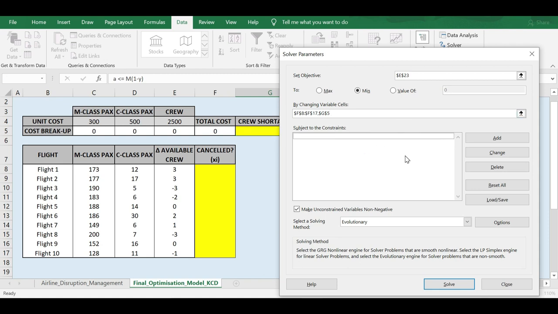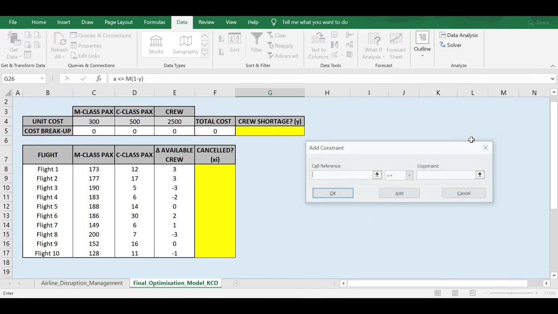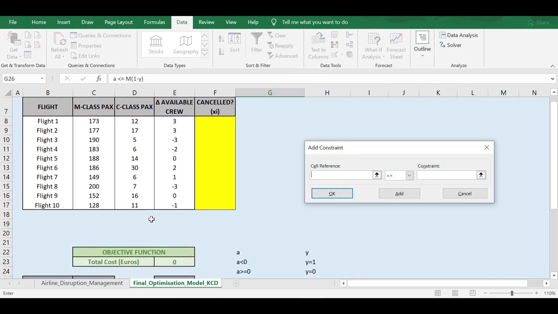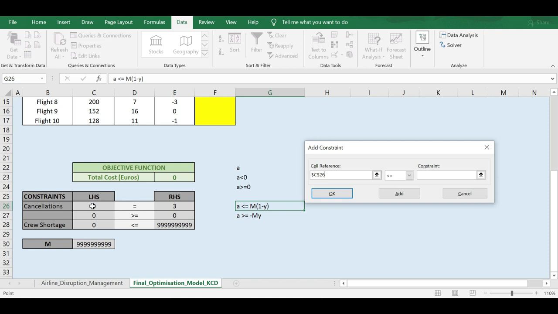And now it's time to add constraints. So first constraint I will add is the cancellations. Now I have put the formula in here anyway, so I'm just directly going to reference it and say it is equal to the right hand side. I add that, and then the next constraint, referencing it again, greater than or equal to right hand side, add it again, and the last one.